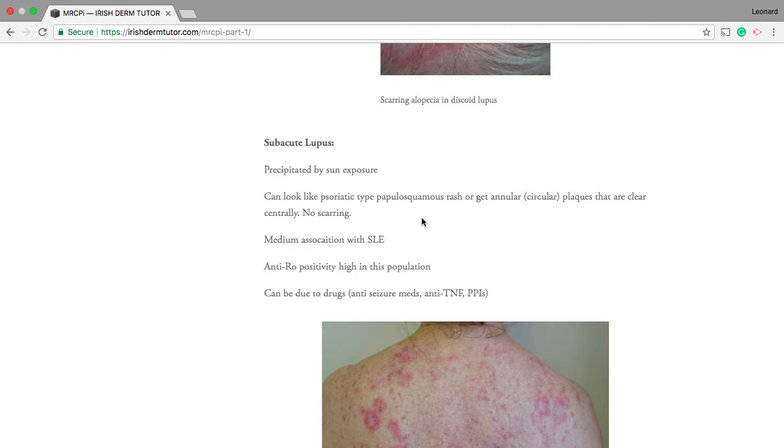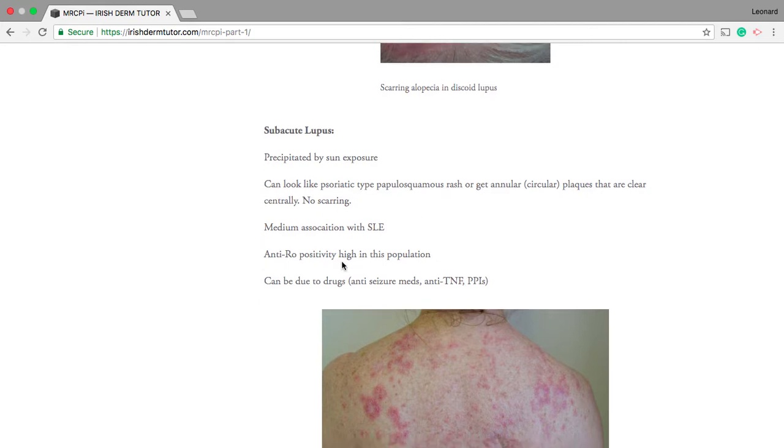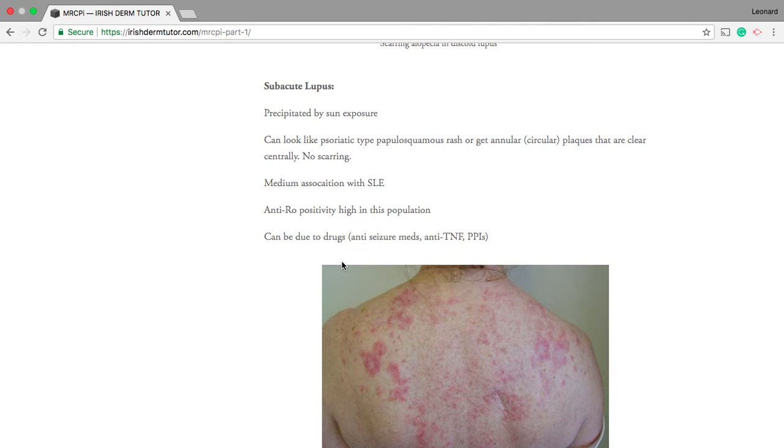And the antibody that you tend to see in this subtype is the anti-Ro antibody. And you can also get a drug-induced form of subacute lupus, which is clinically distinct to the drug-induced systemic lupus we see. And it's associated with anti-seizure medication, PPIs, and the anti-TNF biologics.